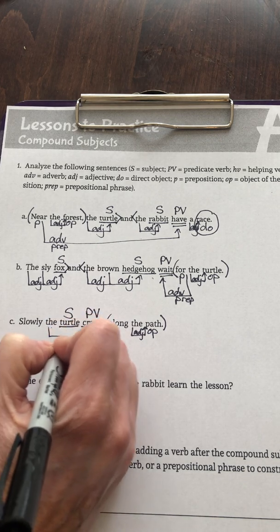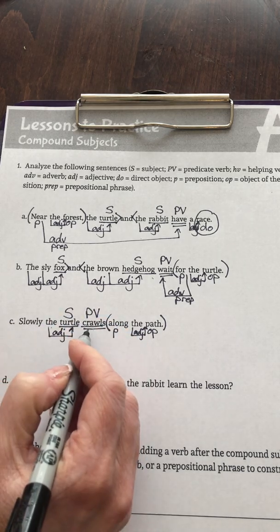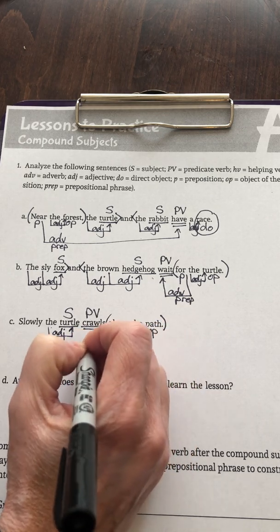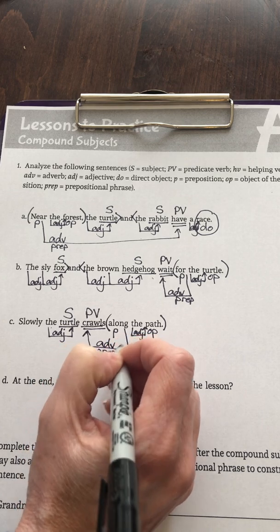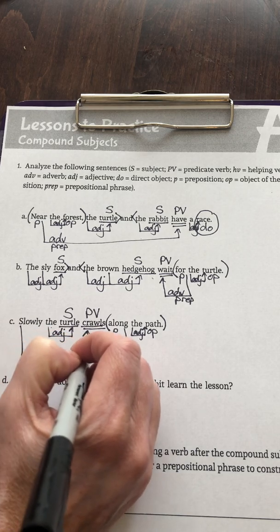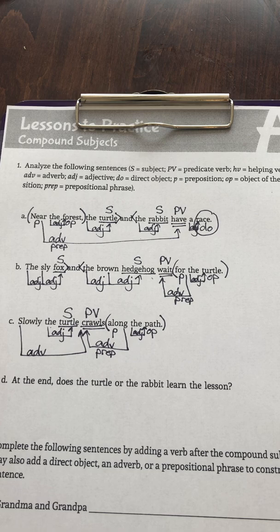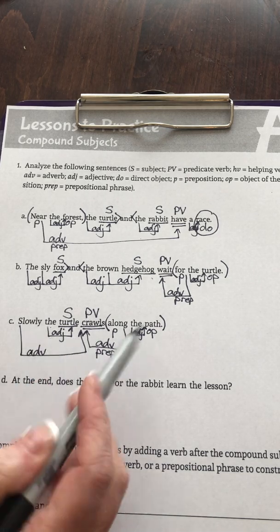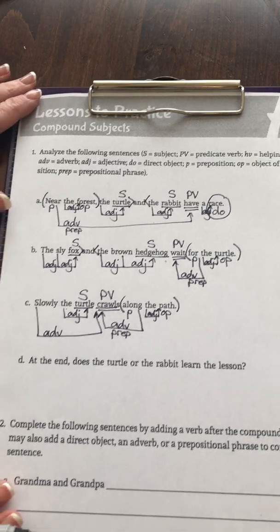Which turtle? The turtle. Adjective because it modifies the noun. Crawls where? Along the path. This is an adverbial element because it modifies the verb and it is a prepositional phrase. Crawls how? Slowly. So slowly is a simple adverb because it modifies the verb. If everything that is not underlined is pointing to an underlined, we are done. That means all of our modifiers are taken care of. Excellent. Let's take a look at our last one.